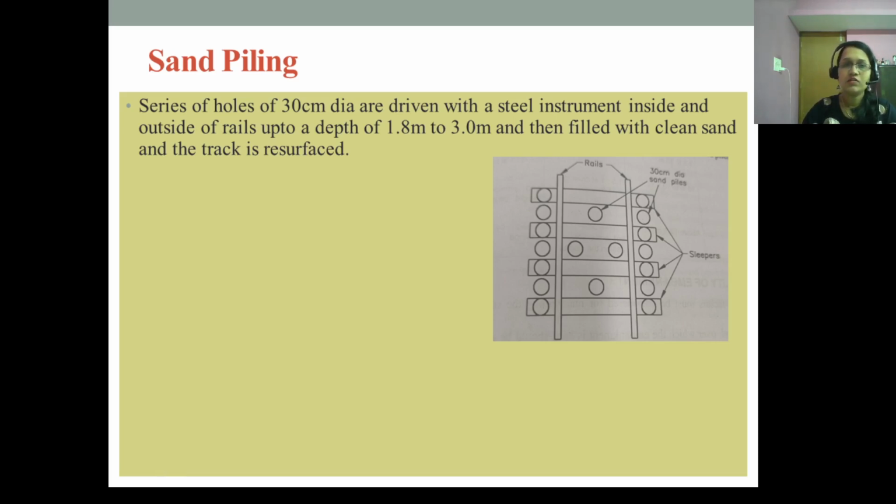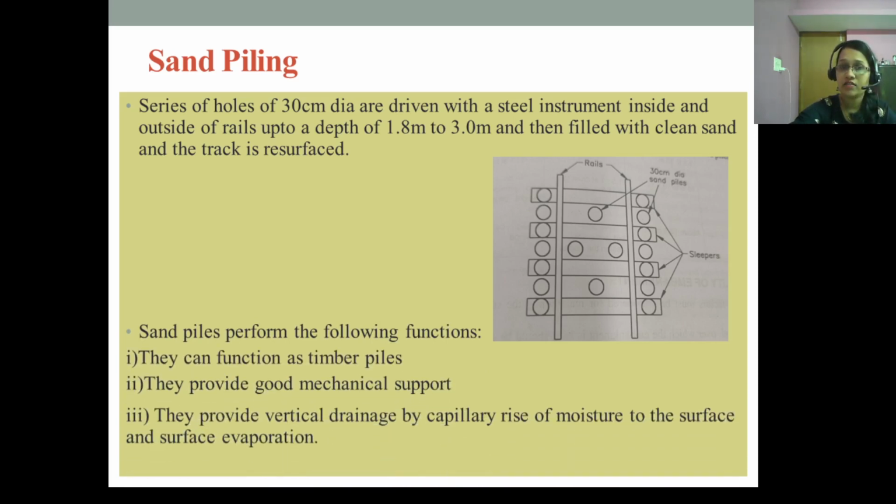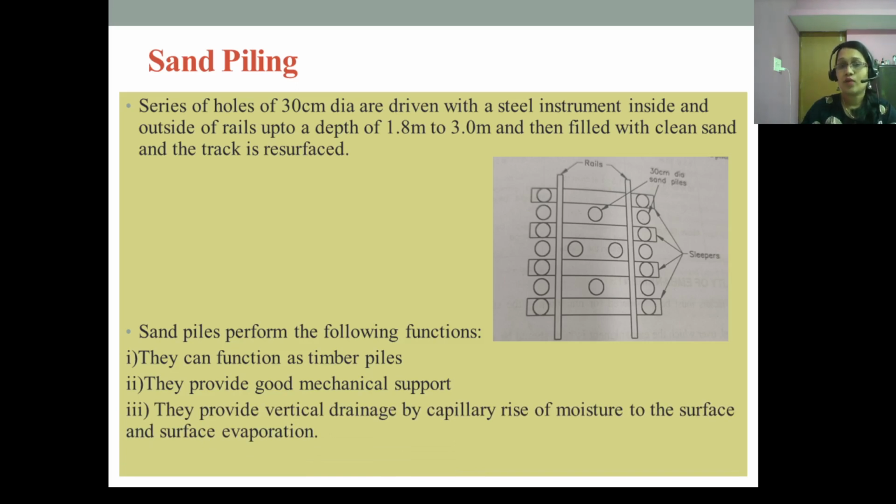Sand piling performs various functions, like they can function as timber piles. They provide good mechanical support, and they provide vertical drainage by capillary rise of moisture to the surface and surface evaporation. In order that the water from the sand piles may drain out, an inverted filter as a sub base is to be provided below the ballast layer.